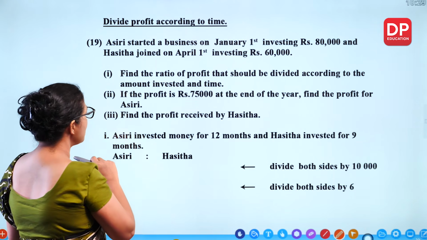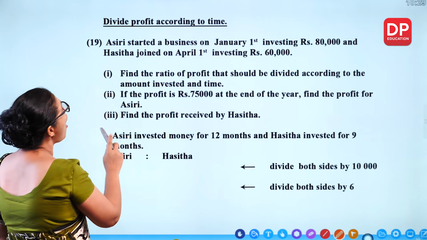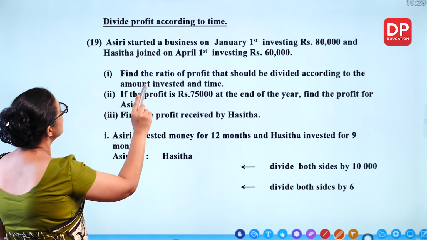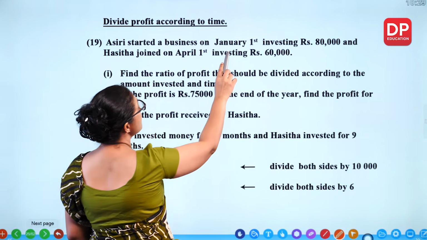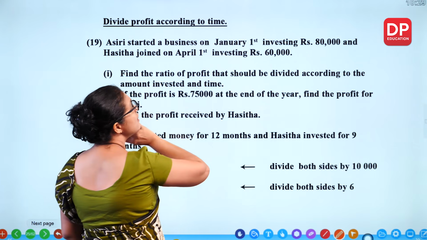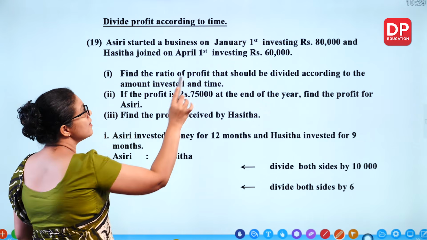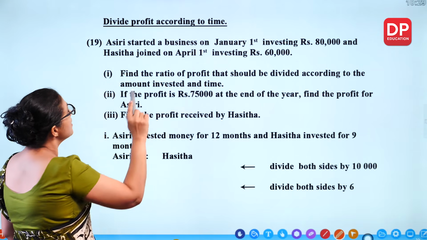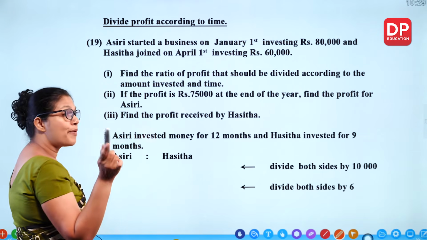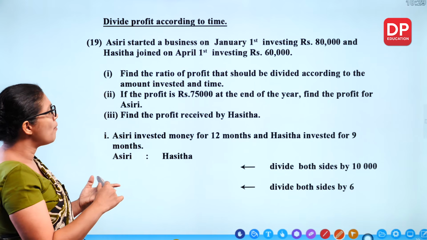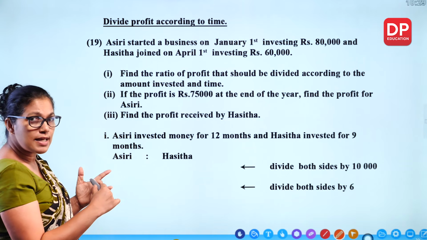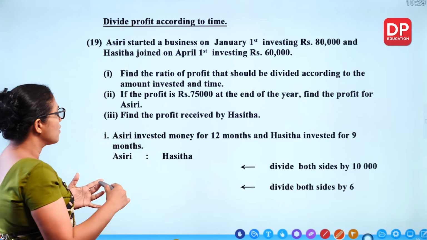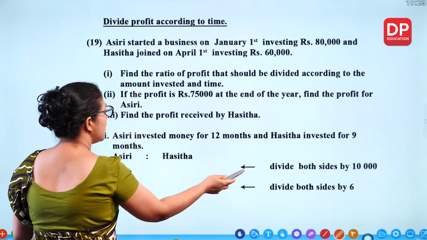So when you look at the first part, how many months did Asiri invest for? 12 months. For the end of this year, starting from January, there are 12 months. But Hasita started in April. April to December, how many months? You get 9 months. So what's the amount here?